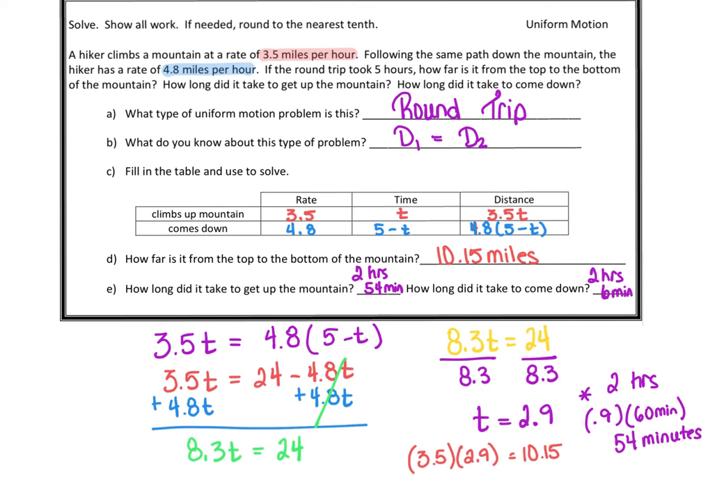So I just did, and you'll notice I left it as a decimal here because I'm multiplying. I'm not going to multiply hours and minutes. I'm going to multiply in decimal form. So I did his rate multiplied by his time in decimal form. 10.15 miles is what we get there.